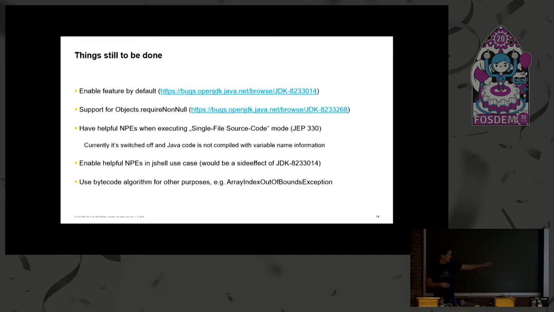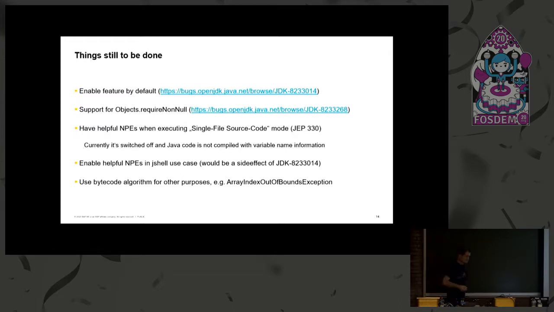Then, okay, the JShell use case. That's really something where you want to just prototype something in JShell, and then it would also be nice to get those null pointer exceptions here. So if we do the bullet one and enable it as default, then JShell will have it. Otherwise, at least maybe we can make it a default for JShell. And then there's another place where the algorithm might be applied: the array index out of bounds exception.